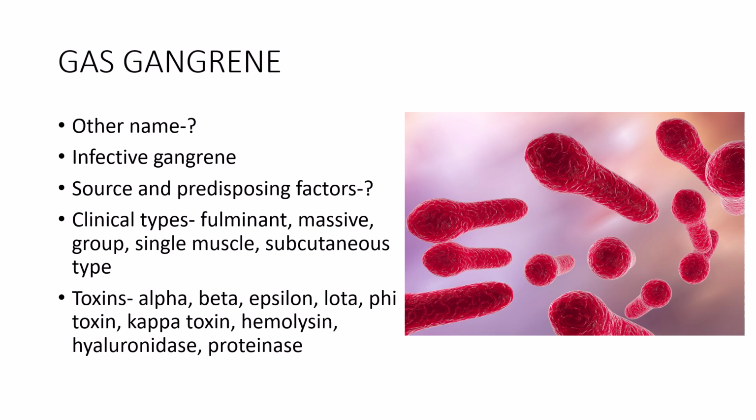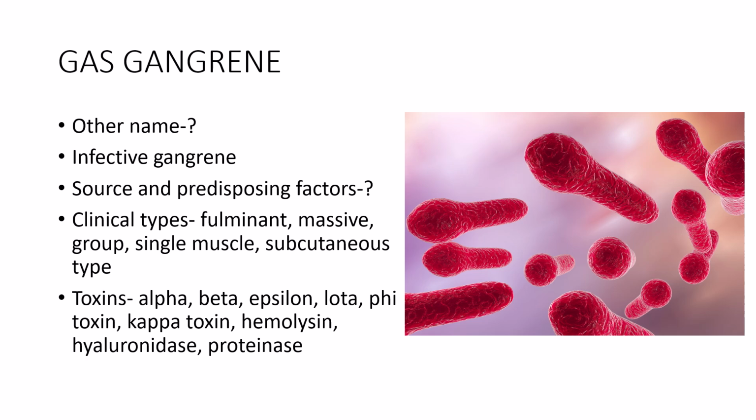When we go to the group type, you find that one group of muscles is infected, maybe the extensors of the thigh or the flexors of the leg. Then we go to the single muscle type, which affects only one single muscle. When we go to the subcutaneous type, it involves only subcutaneous tissue. The superficial involvement occurs, and it may spread and involve the whole of the fascial planes. This causes necrosis, with a very foul smelling seropurulent discharge.